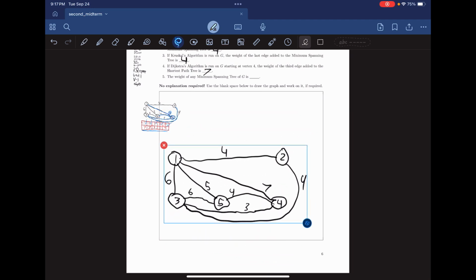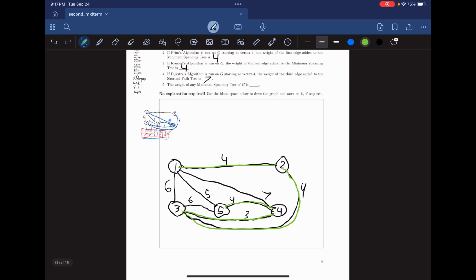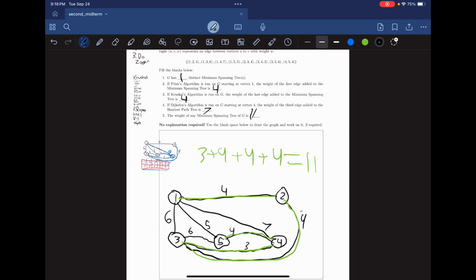The minimum spanning tree that we had included the edge of weight 3 and all of the edges of weight 4. This was our minimum spanning tree. So the weight of any minimum spanning tree of G is the sum of the edges in our minimum spanning tree. So in other words, we have edge weight 3 plus 4 plus 4 plus 4. That's all of the edges that we have in that MST, and that is 11. So the weight of any minimum spanning tree of G is 11.